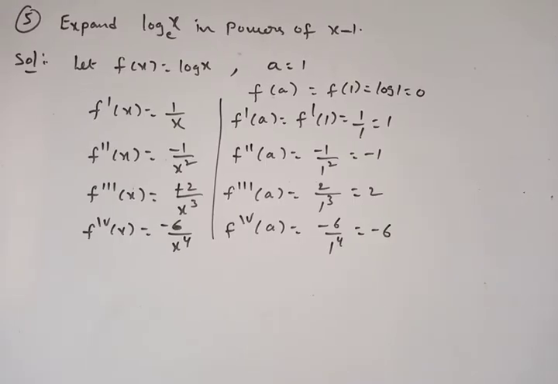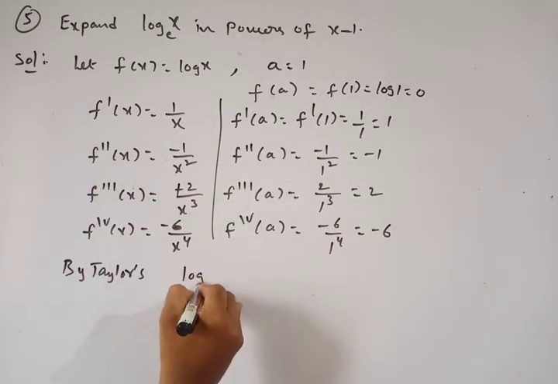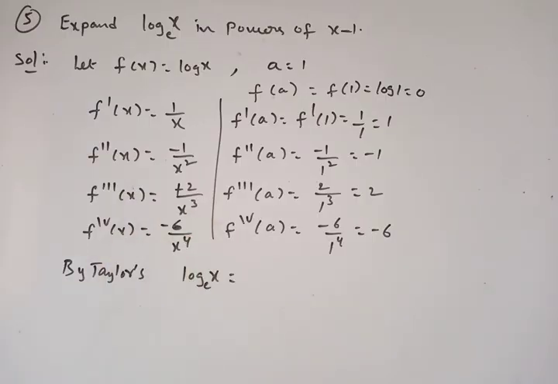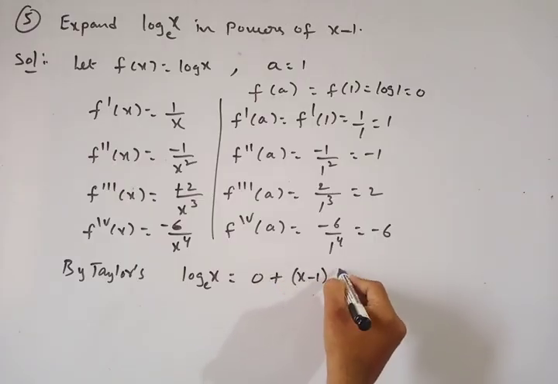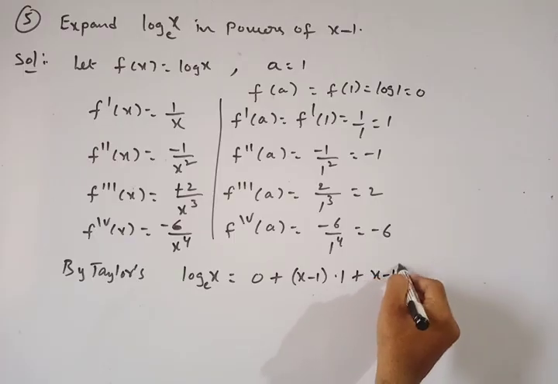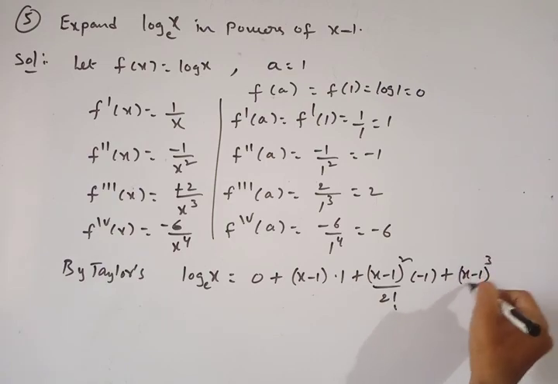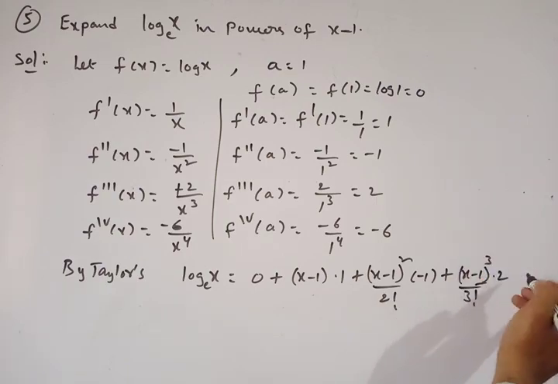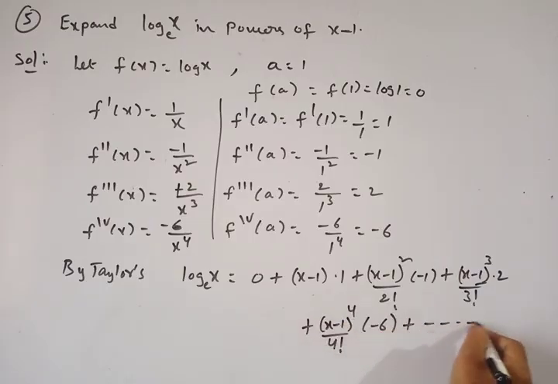Now, therefore by Taylor's, I am writing directly. F of x, which is log x base e, is equal to f of a, which I got as 0, plus x minus a, where a is 1, by f dash of a, 1, plus x minus a whole square by 2 factorial f double dash of a, plus x minus a whole cube by 3 factorial f triple dash of a, 2, plus x minus 1 whole power 4 by 4 factorial, minus 6, plus so on. Like this, you need to expand the given problem about x minus 1 using Taylor's mean value theorem.